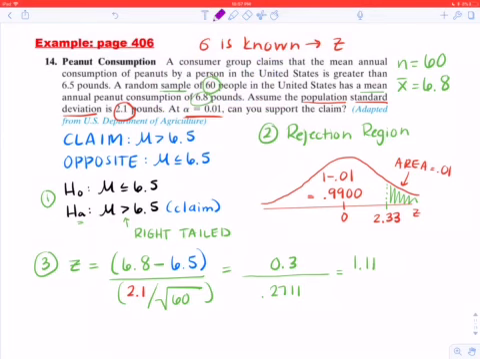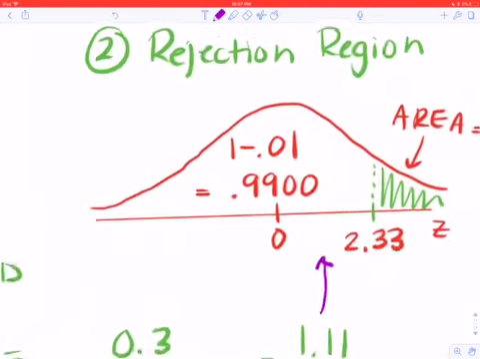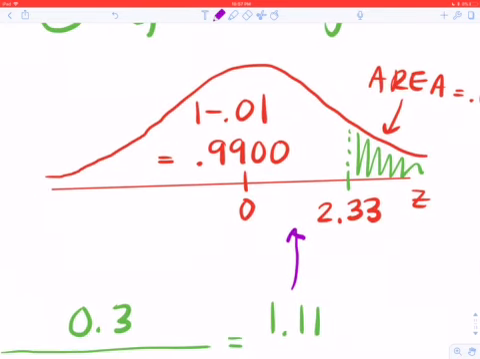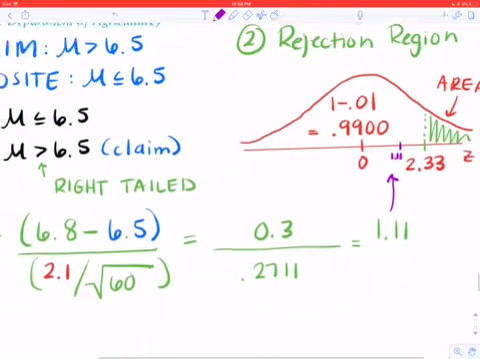Okay, so now remember how we make our decision. We take that calculated Z-score and we compare it to our rejection region. And this time, 1.11 is not in the shaded region, because notice the shaded region is greater than 2.33, and 1.11 is somewhere back here. It's less than 2.33. Okay, so it is in the non-shaded region.